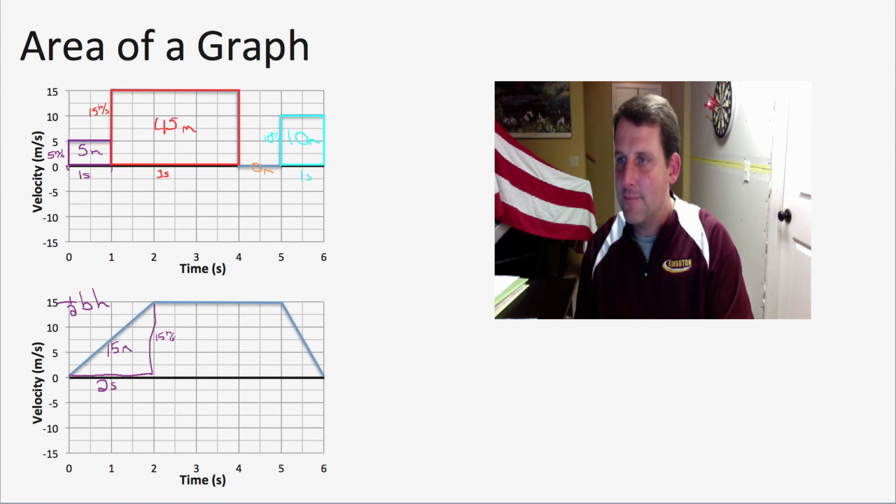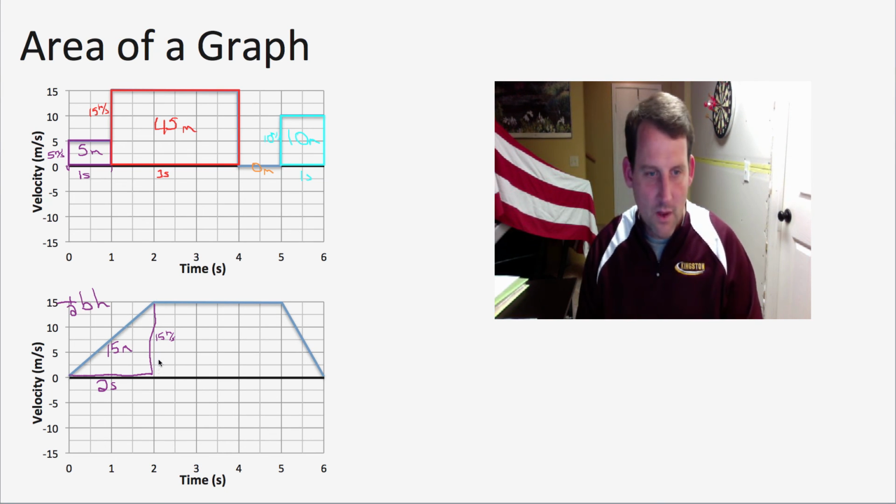Now in the next segment, I've still got 15 meters per second, and I'm doing a rectangle at this point. So now this is just going to be length times width. So 15 meters per second times from 2 to 5, that's 3 seconds. So that's a total of 45 meters.